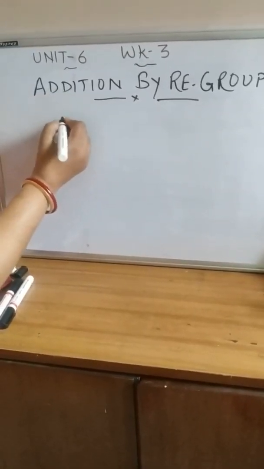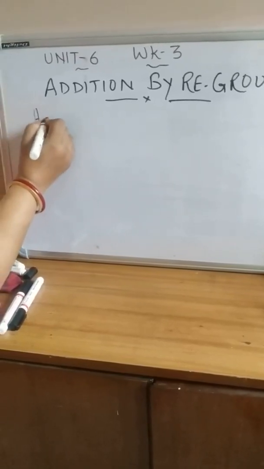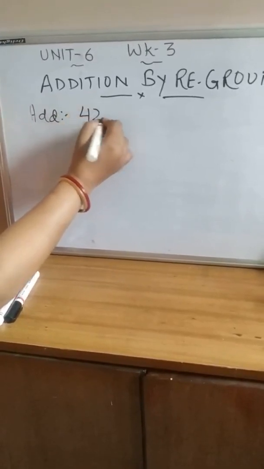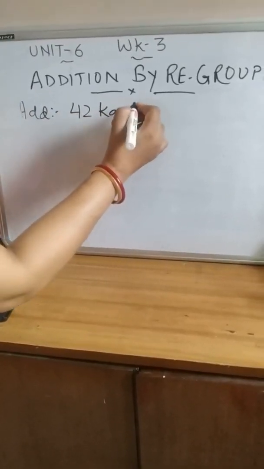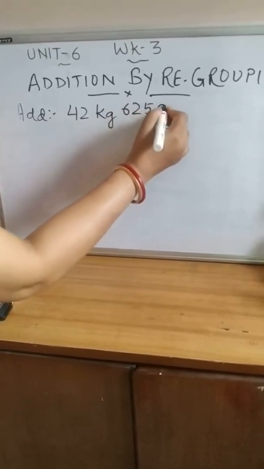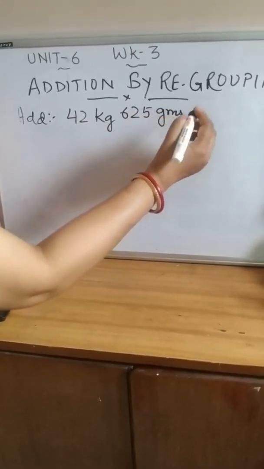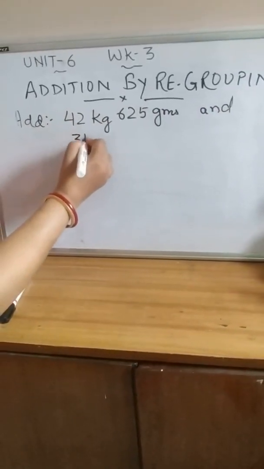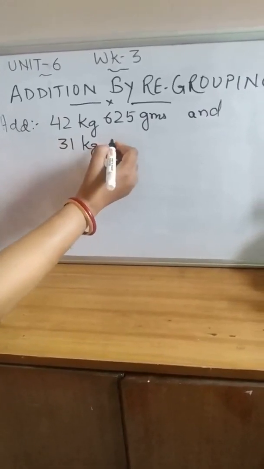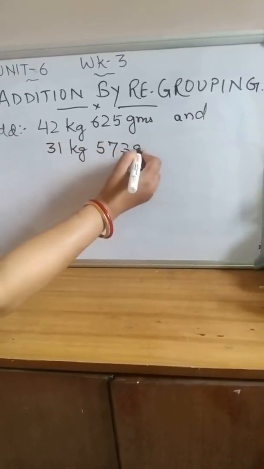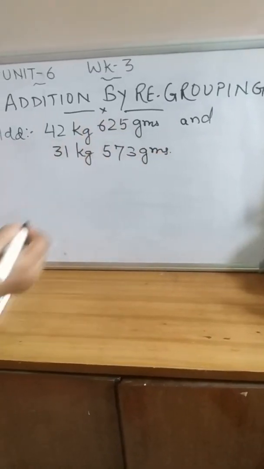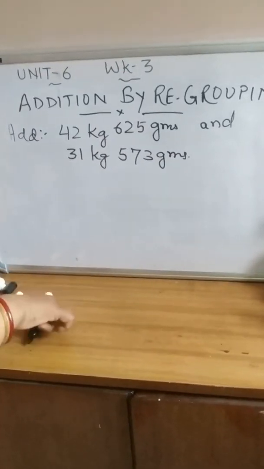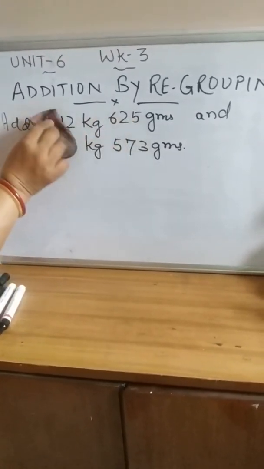So let us add 42 kilogram 625 grams and 31 kilogram 573 grams. So we have to do addition by regrouping. Okay, so let us make a column. There are two units, kilogram and gram.